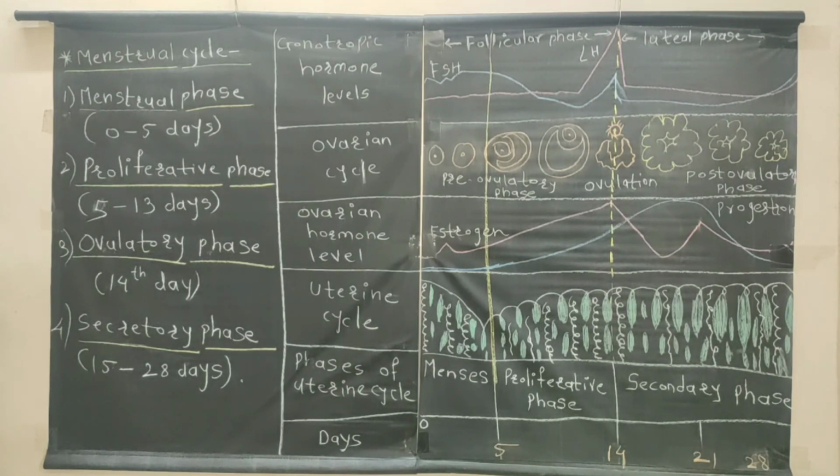So we have seen the menstrual cycle and its 4 phases with the help of a graph. In the next lecture we will see gametogenesis and types of gametogenesis.